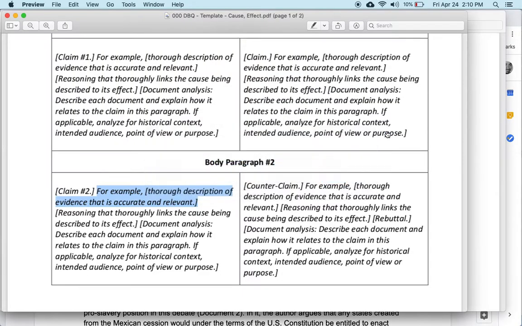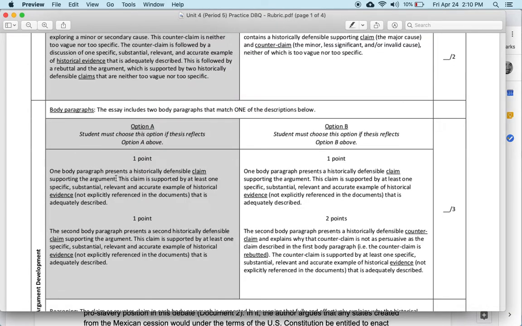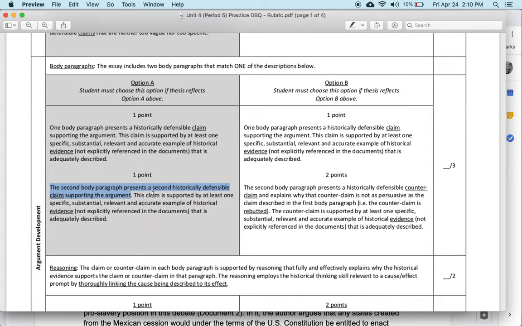So, I've done the things I've had to do. Going back to the rubric, I have included my claim, just copied and pasted from the top, the thesis. I provided one specific piece of evidence, the Wilmot Proviso: substantial, that's a pretty big thing; relevant, obviously relevant to the debate around slavery and westward expansion; and accurate, I describe the Wilmot Proviso accurately and adequately. And it's not explicitly referenced in the document, so I'm safe. Point for me.